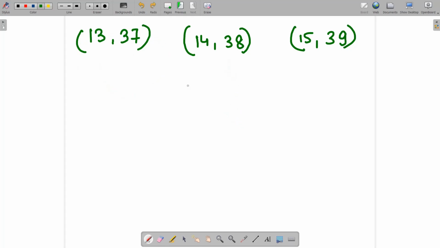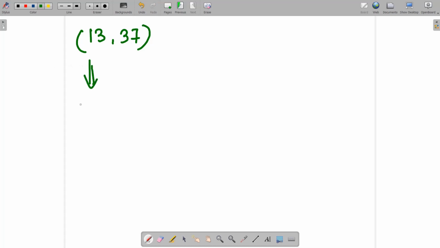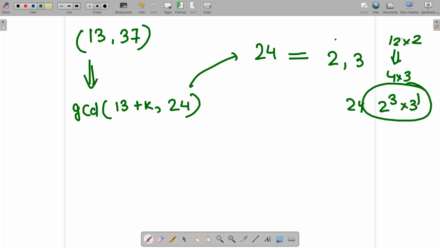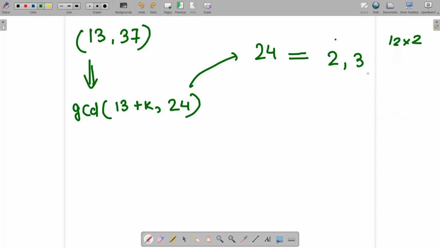Okay. So how do we use the idea of GCD and prime factors to find the length of the longest chain? This can be converted to GCD of 13 plus k, comma, y minus x, which is 24. Let's find the least prime factors of 24, which are 2 and 3. You can represent 24 as 12 into 2, and 12 as 4 into 3, so it can be represented as 2 cube into 3 power 1. That's why I'm going to take the prime factors of 24 as 2 and 3.